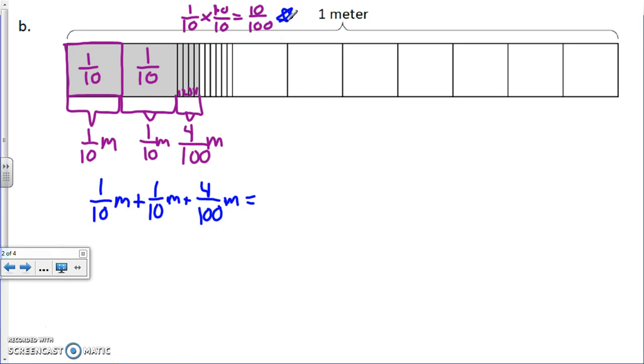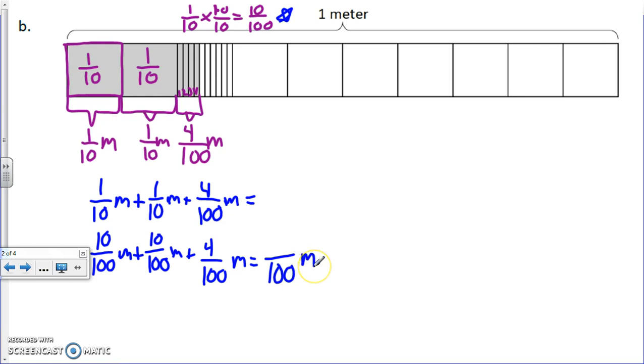So instead of writing 1/10, because I want a common denominator, I'm going to write 10 hundredths of a meter plus, again, 10 hundredths of a meter plus, and I'm going to leave this 4 hundredths alone because it's already written in hundredths of a meter. So now I have 100, 100, 100 across the bottom, so my denominator is going to be 100. My units are meters, and now I just need to add my numerators. 10 plus 10 is 20, 20 plus 4 is 24. So the answer for this is 24 hundredths.